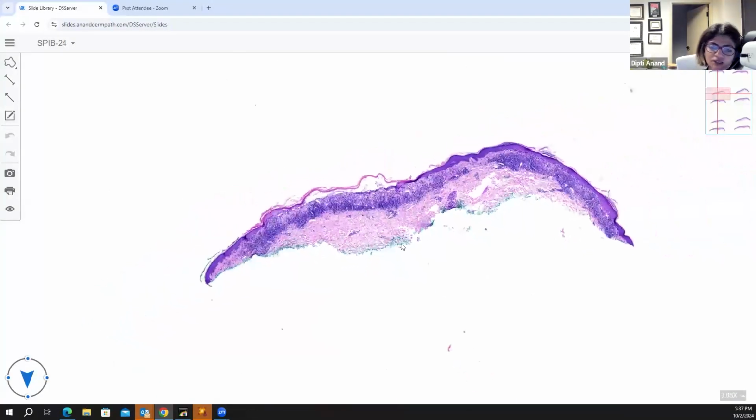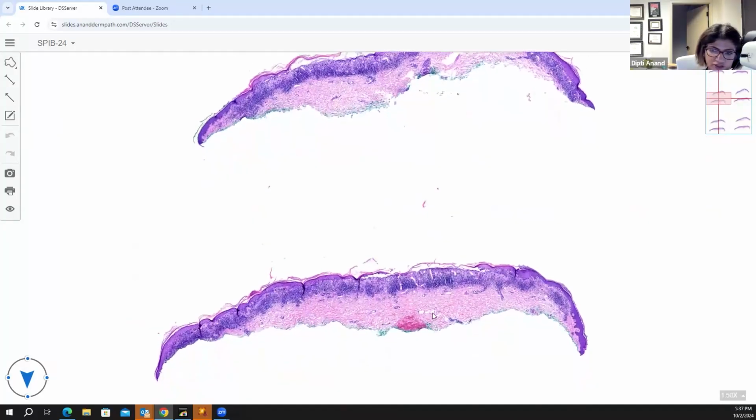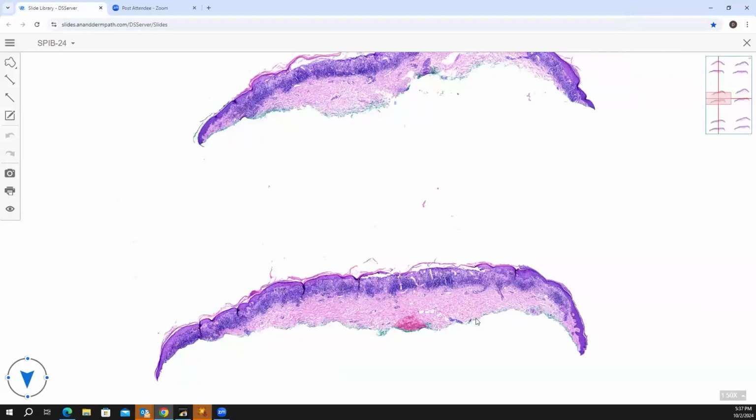And you see how the deeper portion of the dermis lacks any inflammation, which is another feature of a lichenoid process as compared to a lupus-like or connective tissue disease-like process, where the inflammation is concentrated around the vessels as well. Oh, that makes sense. Okay.